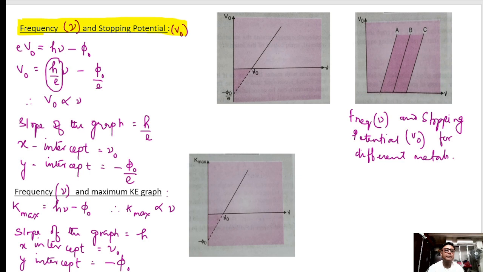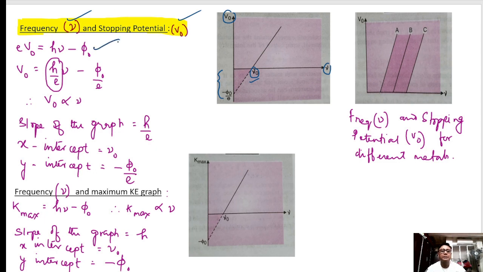Next, let us see frequency, nu, and stopping potential. So see, this is the stopping potential and this is the frequency. So this is the threshold frequency. Okay, and this much is the intercept on the stopping potential. So please watch here. This is the minimum frequency with which light should be incident to eject electrons.